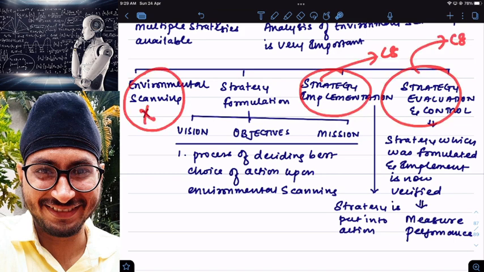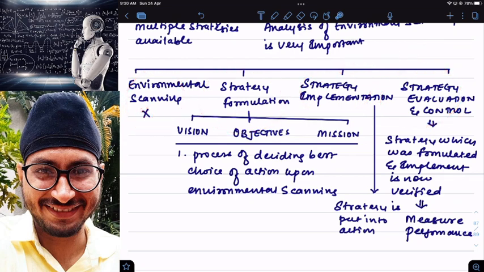Environmental scanning is not there in our syllabus. You have already studied it in CA Foundation BCK chapter number 2. But strategy formulation is there in our syllabus. Strategy formulation is nothing but vision, objective and mission.